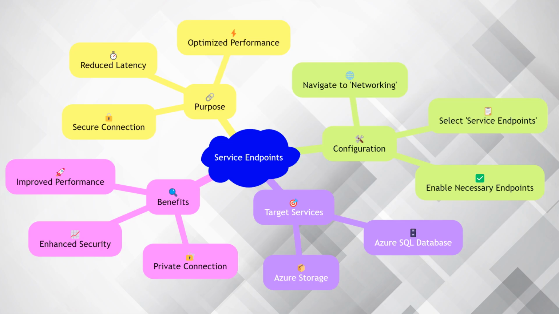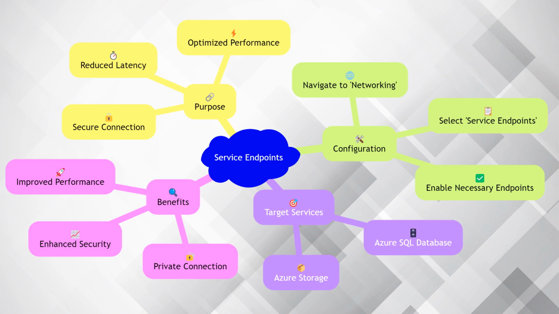Service endpoints allow your app service to connect to Azure services, such as Azure SQL Database and Azure Storage, over the Azure Backbone Network. This setup provides a secure and optimized connection, reducing latency and improving performance. To configure service endpoints, navigate to the networking section of your virtual network and select Service Endpoints. Enable the necessary service endpoints for your subnet. Once configured, your app service will communicate with the target Azure services over a private and secure connection, enhancing security and performance.